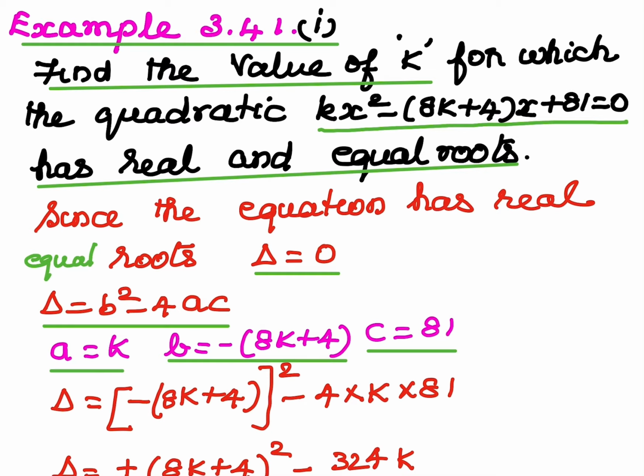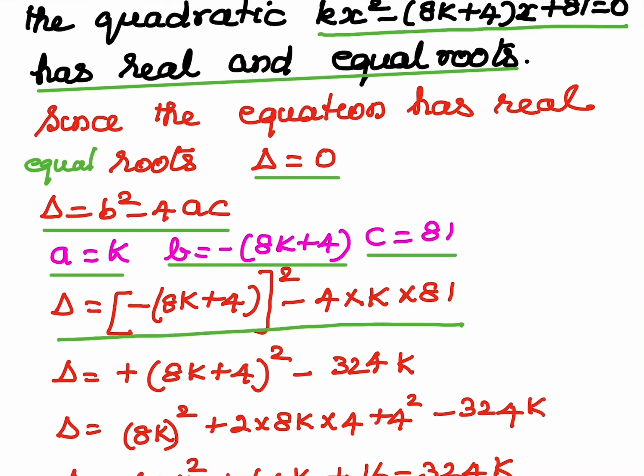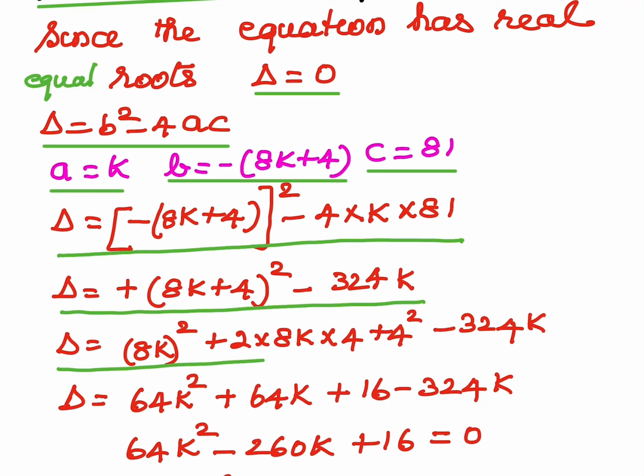So the delta, which is equal to b squared minus 4ac, we find by substituting the values of a, b and c. What is your b? Minus of (8k plus 4) the whole square minus 4ac, 4 into a is k, into c is 81. So now delta is equal to, minus square is plus, minus into minus, plus (8k plus 4) the whole square minus 4 into 81 is 324k. So now we have to calculate delta.